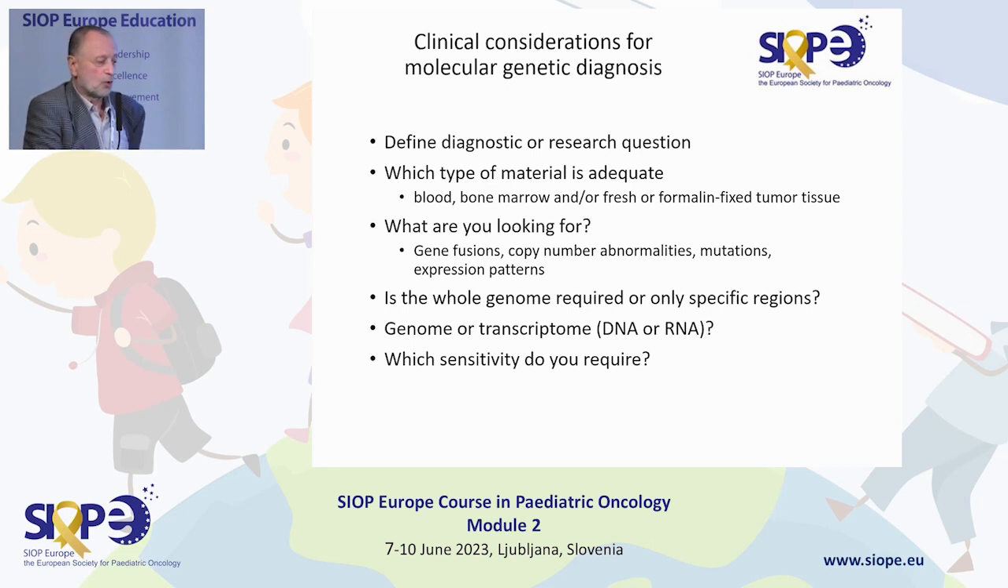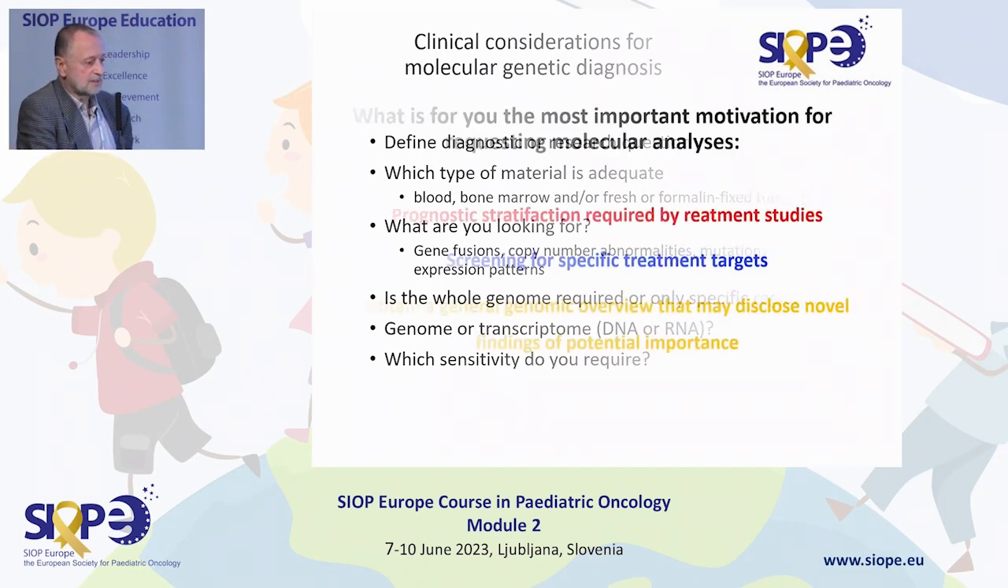What do you want to know? Do you know the genomic lesions, or do you want to know something about the expression patterns, which is, for instance, interesting if you look for targets for signal transduction pathways? And also, if you do molecular sequencing, for instance, it's very important to define the sensitivity which you require. A diagnosis is probably not such a problem, but in follow-up samples, it's more important to have a higher sensitivity.